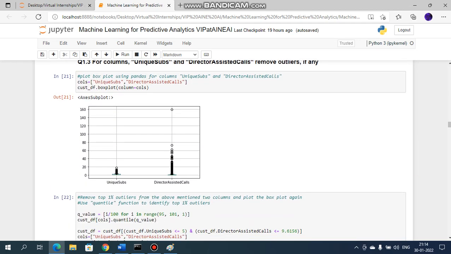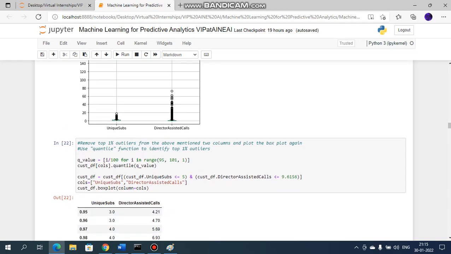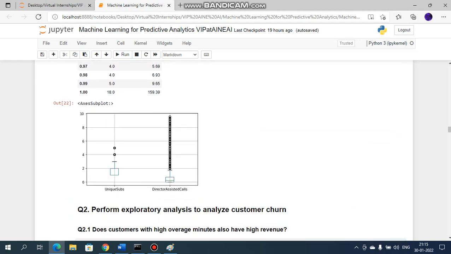Here we visualize the data with a box plot. We can clearly see the outliers for the two columns, and we remove the top 1% of outliers from these columns with the help of the quantile function. After removing the outliers, we plot the box plot again, and you can see that the outliers have been removed.